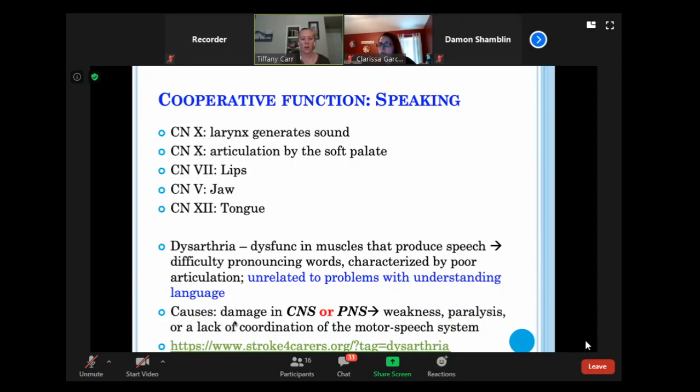So causes are damage in the central nervous system or the peripheral nervous system. So it can be weakness, paralysis, lack of coordination of the motor speech system.